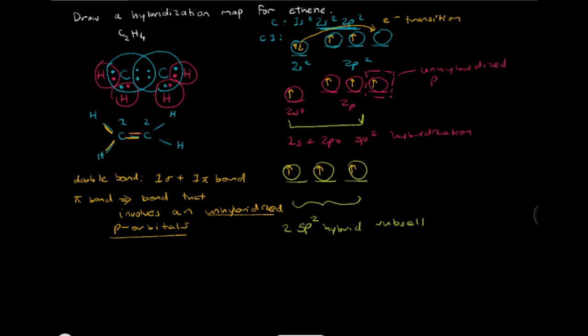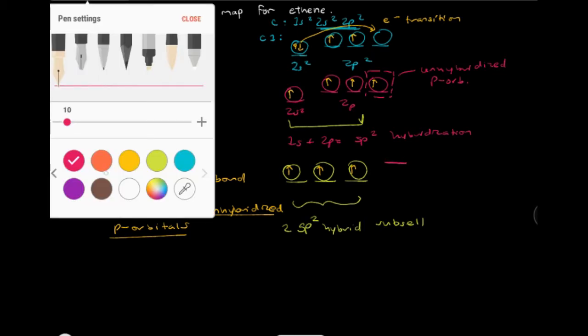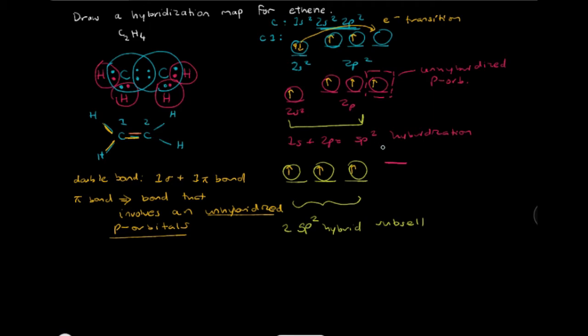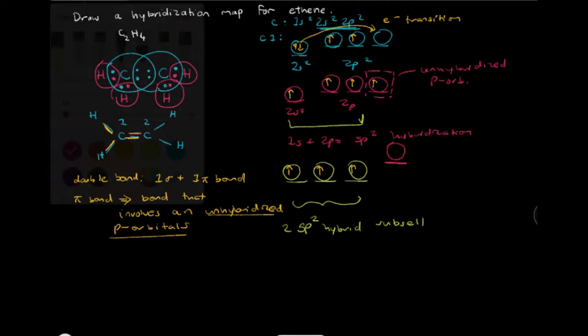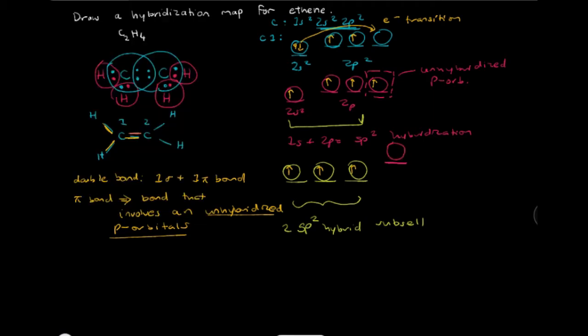So this is an unhybridized p orbital, which I'm going to redraw out here. And you can see that it's higher in energy than the rest, right? The reason we didn't hybridize this is because you need an unhybridized p orbital to undergo a pi bond, right?